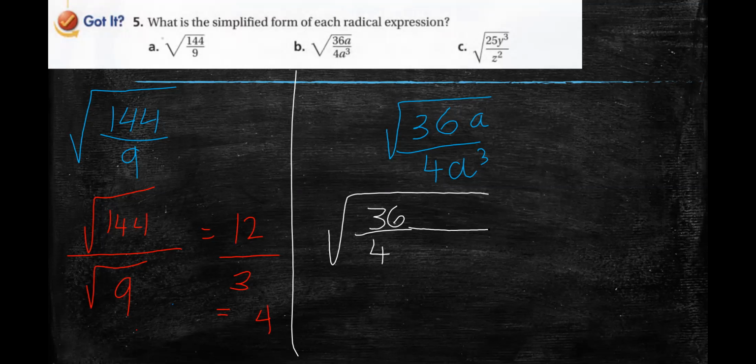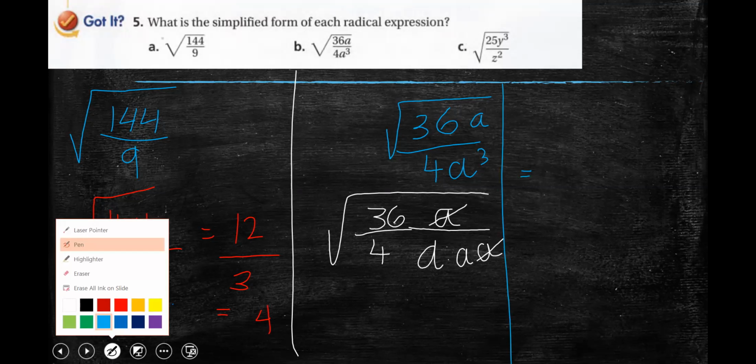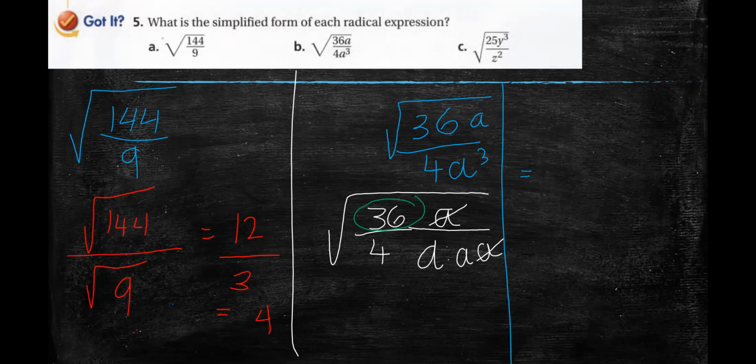How many a's do we have up? We have a, one. And down, 3 a's. a cancels a. Then I still have 1 a, 36 over 4. Now, what is the square root of 36? 6. And square root of 4?